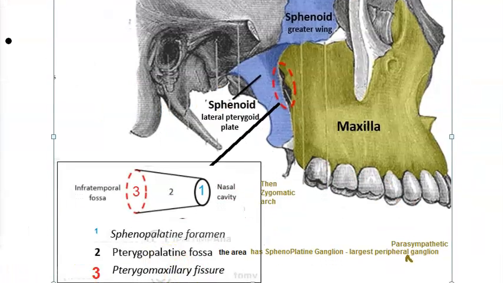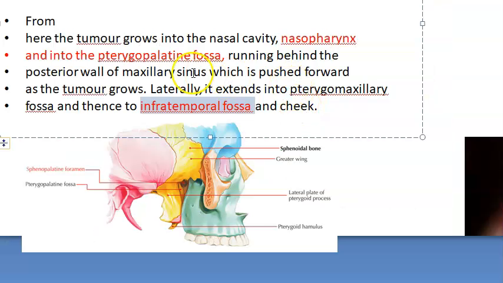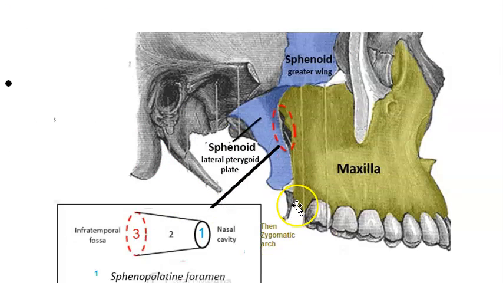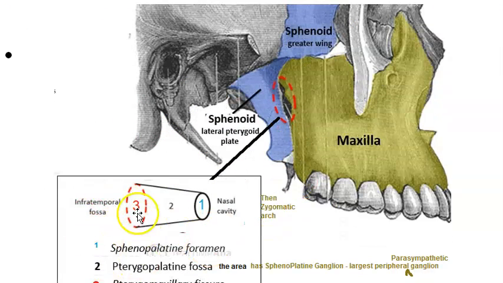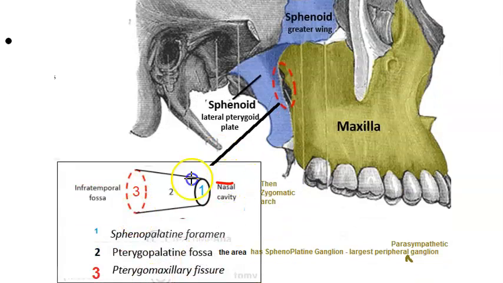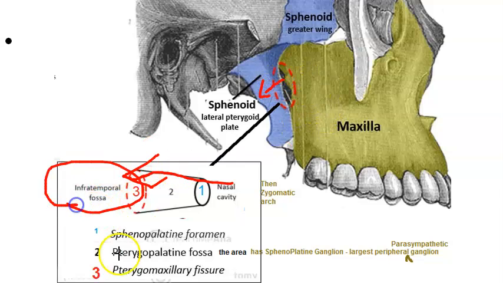They are saying the pterygomaxillary fossa is behind the maxillary antrum. See, laterally it is going where? Pterygomaxillary fossa, and then to the infratemporal fossa. Where is this infratemporal fossa? Look at this. Infratemporal fossa is here. So from the nasal cavity, it's going lateral now. It's coming out from here into the infratemporal fossa, right? Lateral. That's what they have shown here.